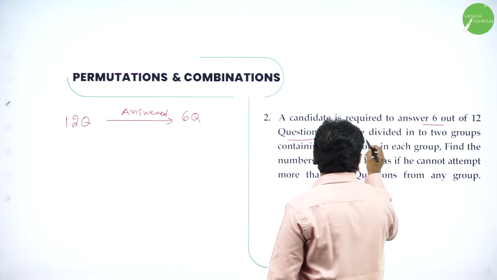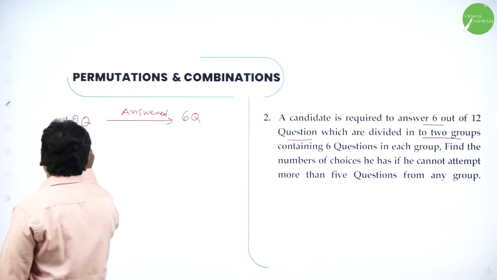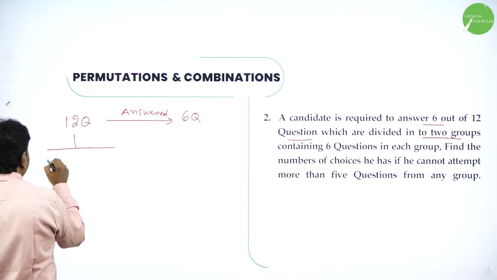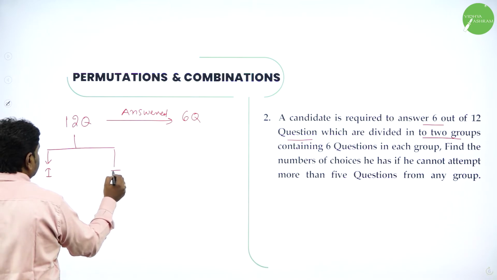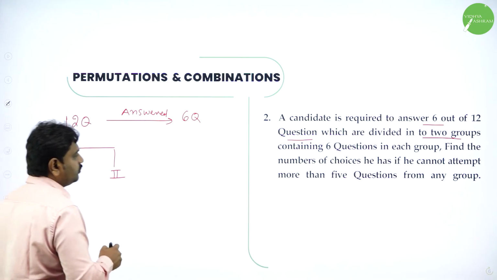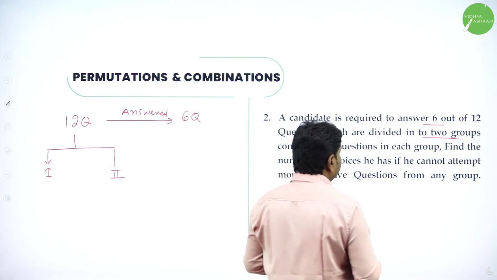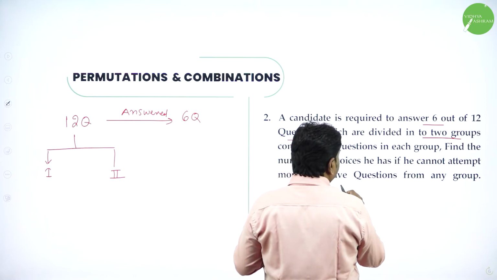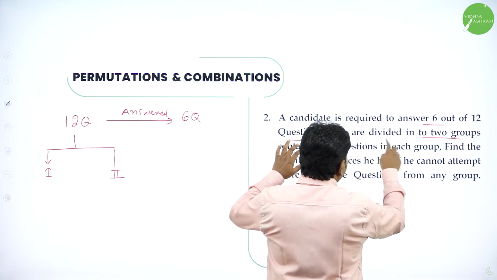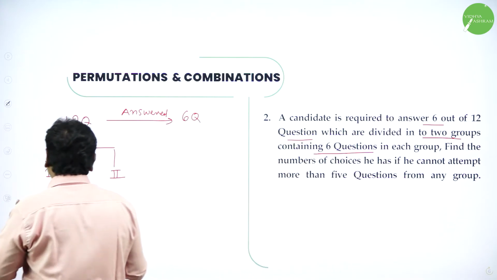Then which are divided into 2 parts. So these 12 questions, we have 2 parts. So we'll say part 1 and part 2. And they told, find the number of choices he can attempt. He cannot attempt more than 5. See, they told, which is divided into 2 groups containing 6 questions. 2 groups with 6 questions.